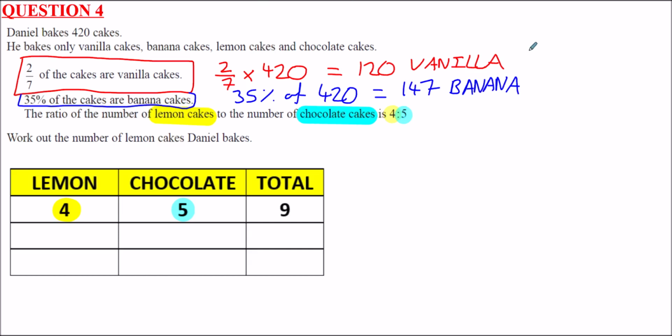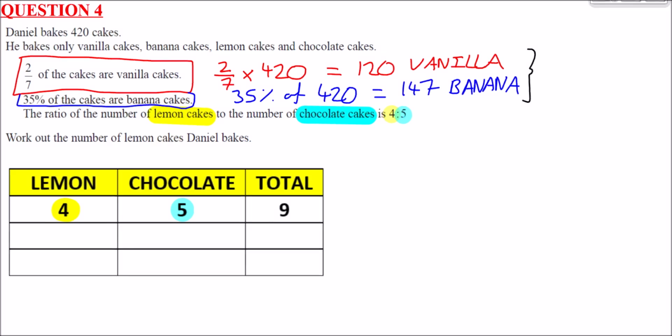Now from this, we can work out how many cakes must be lemon and chocolate. If they're not vanilla or banana, the other cakes that are left must be lemon and chocolate, because they're the only 4 flavours that he's baking. Therefore, the total number of lemon and chocolate cakes must be 420 minus the 120 and 147. So therefore, just write that down.